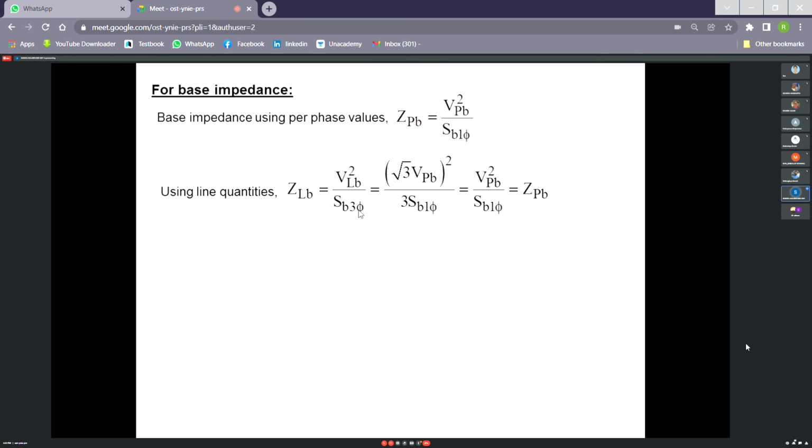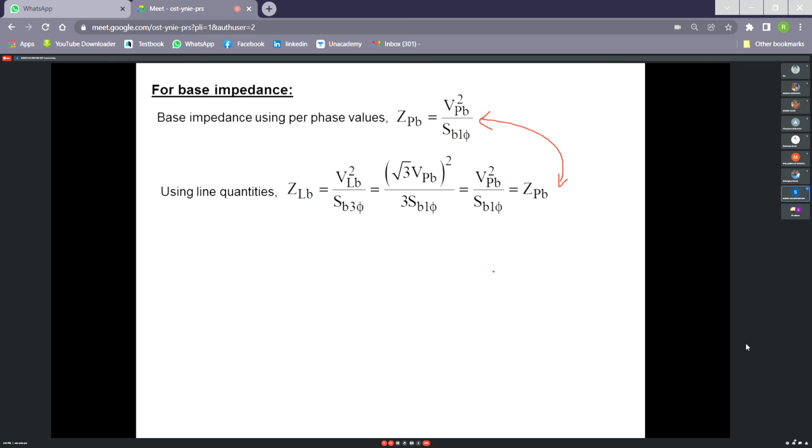Then if we calculate using line quantities, obviously we should not calculate the impedance using line quantities, because impedance is a per phase value in actual case. But say for numerical values, if we want to calculate, then obviously it will be V square LB by S three phase. These are base quantities. Now you see these line quantities we can write root 3 into phase quantities, and this power in three phase value will be 3 into power in single phase value. Now these two threes will cancel out. So it will give you the same thing.